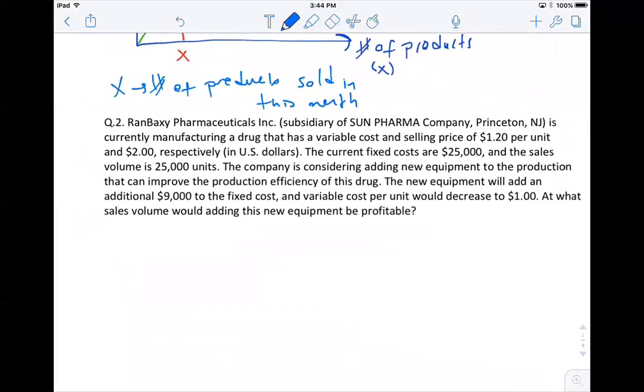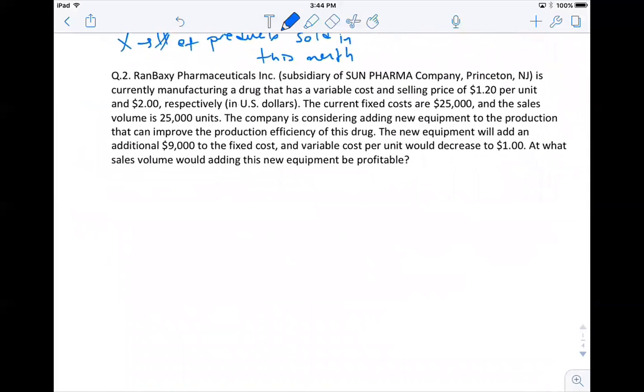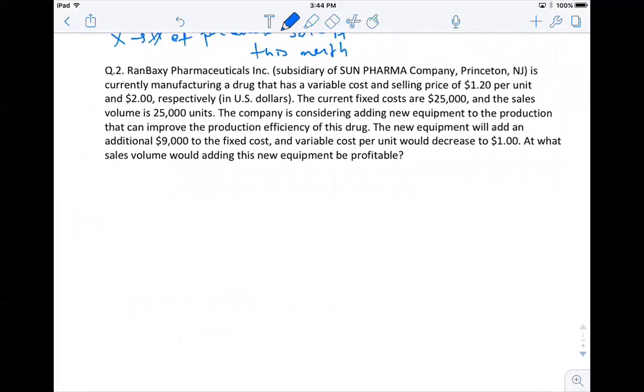This is the second question related to break-even point analysis. Let's first read the question together. Ranbaxy Pharmaceuticals Company is currently manufacturing a drug that has a variable cost and selling price of $1.20 per unit and $2 respectively. So their variable cost is $1.20 and their selling price is $2. They have a fixed cost of 25,000 and the sales volume is 25,000 units.